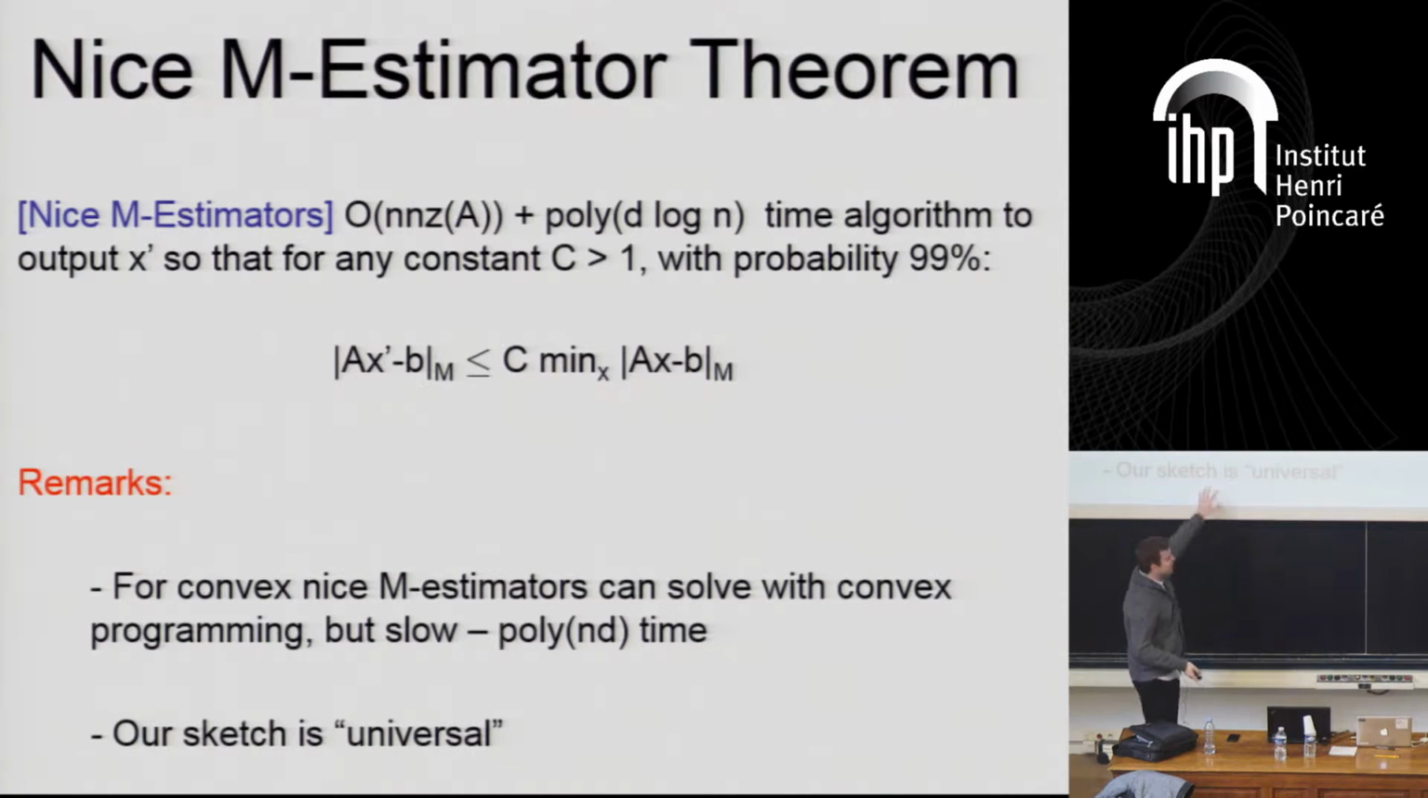Another thing is our sketch is universal in a certain sense, which is that we're going to solve this problem using the sketch and solve paradigm. We can take our instance of regression, sketch it down to something small, and the same sketch matrix will work for any nice M-estimator. So then you can later decide which M function you want to use.